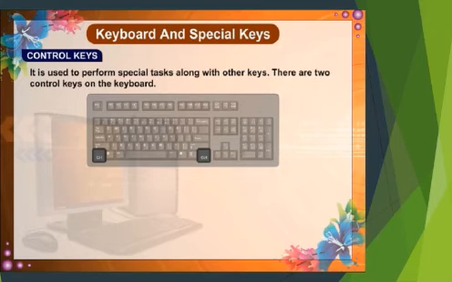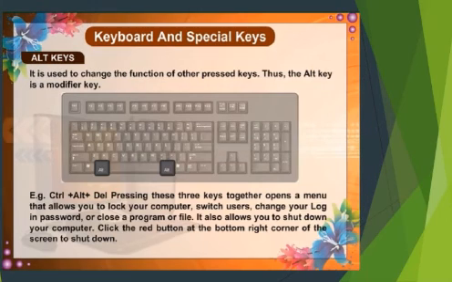Now control key. It is used to perform special tasks along with other keys. There are two control keys on the keyboard. Alt key. It is used to change the function of other pressed keys. Thus the Alt key is called modifier key. What is the name of Alt key? Alt key is called modifier key.